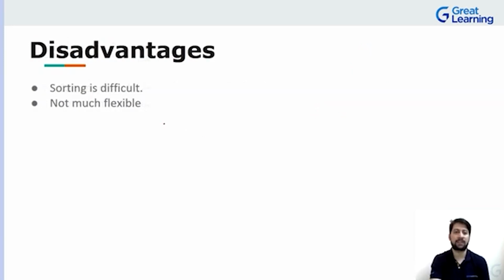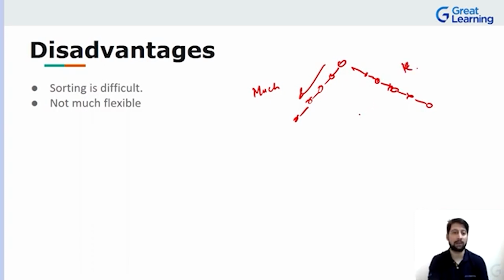Now, if you talk about disadvantages, if you want to sort this binary tree, it is much more difficult. Because we can either go on the left side, which means this is a left skewed tree, or this can be the scenario wherein we have all the elements on the right side of the node. So this can be another scenario, a right skewed binary tree. So sorting is difficult and it is not very flexible.